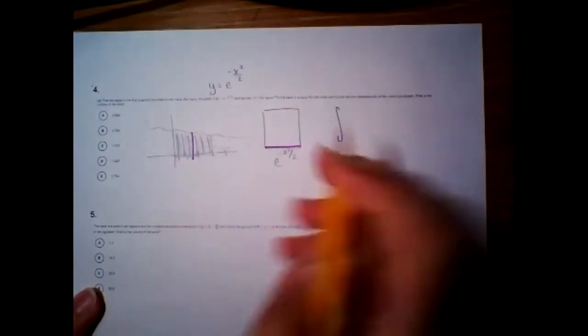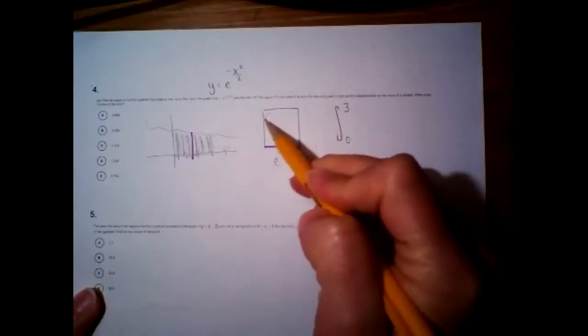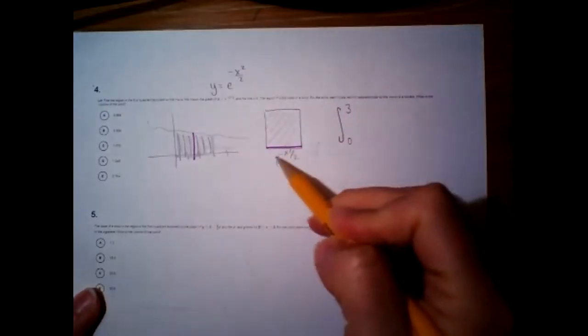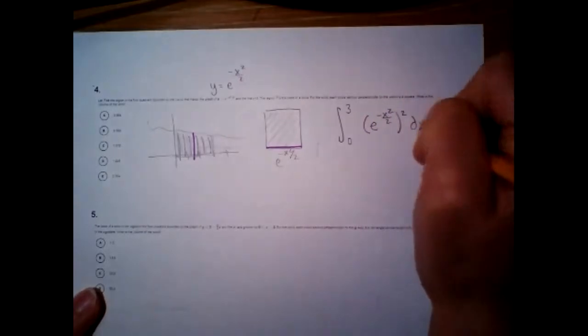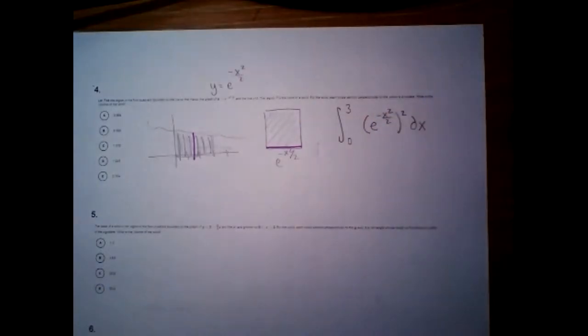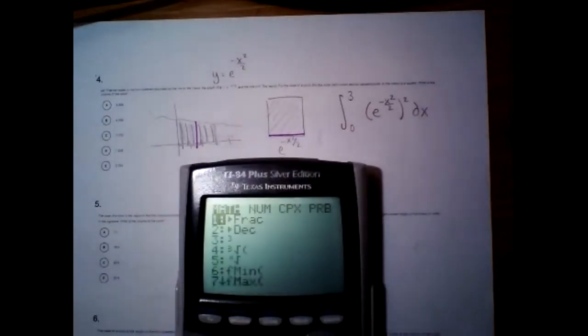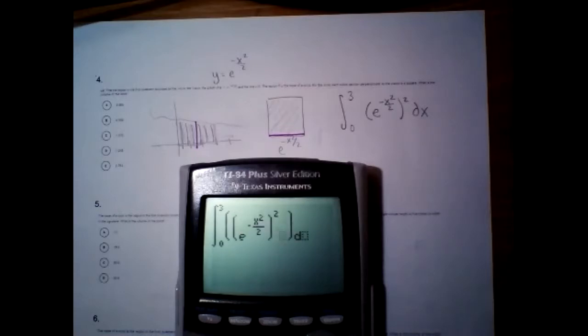And so we're ready to set up the integral. It'll be integral from 0 to 3. And inside of there, you put the area of this shape, which is going to be this squared. So e to the negative x squared over 2, squared, dx. All of the answer choices are decimals, so I know I'm going to be allowed a calculator, so I'm just going to go ahead and type this in. So integral 0 to 3, and then parenthesis e to the power negative x squared over 2, close parenthesis, squared, dx. So 0.886, and so that one is A.